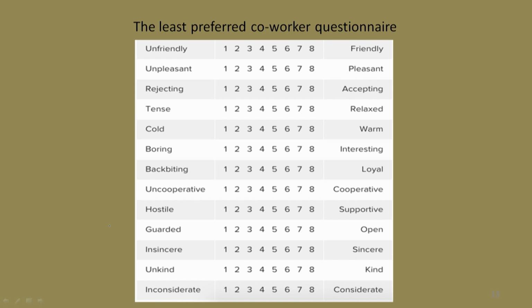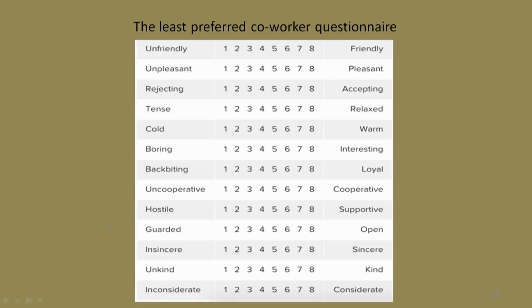So, if the LPC is described in relatively positive terms, that is, if I go to the picture, for example, if the co-worker responds about the other co-worker giving a high score, that is, in positive terms, that is 8, then the person will prefer to work with the person who is friendly in nature, who has a pleasant demeanor, who is accepting in nature, who is relaxed and has a warm temperament, that means affectionate temperament, who is interesting and taking or participating in new tasks, who is loyal and cooperative and supportive.